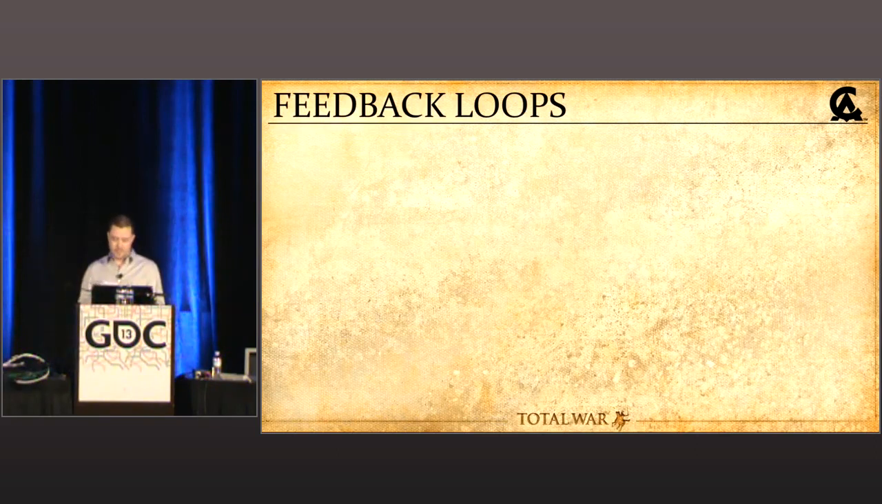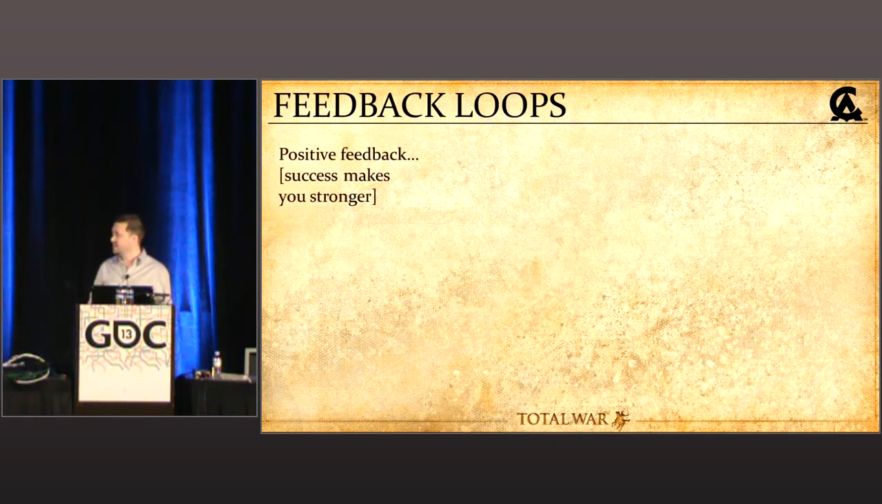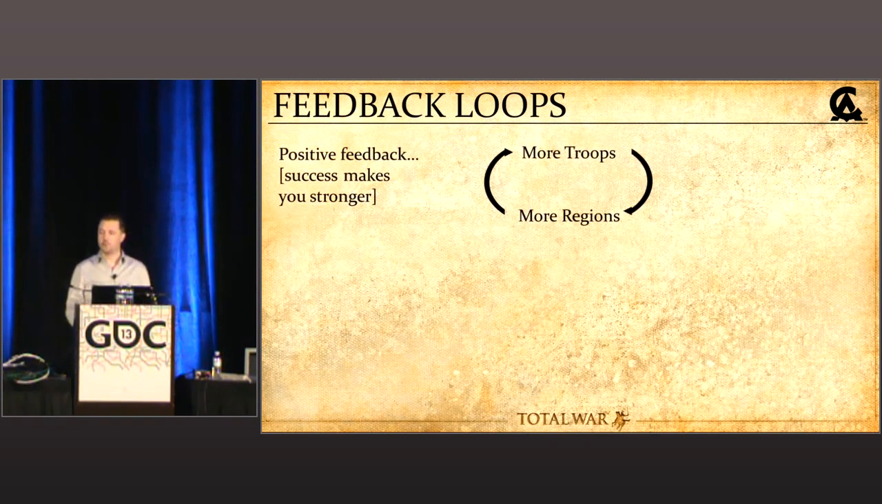Generally, you have positive feedback loops very often in games where success makes you stronger, right? So you use troops to capture more regions, and with those regions, you can build more troops. You have more income to build more troops. That's a positive feedback loop where success makes you stronger.